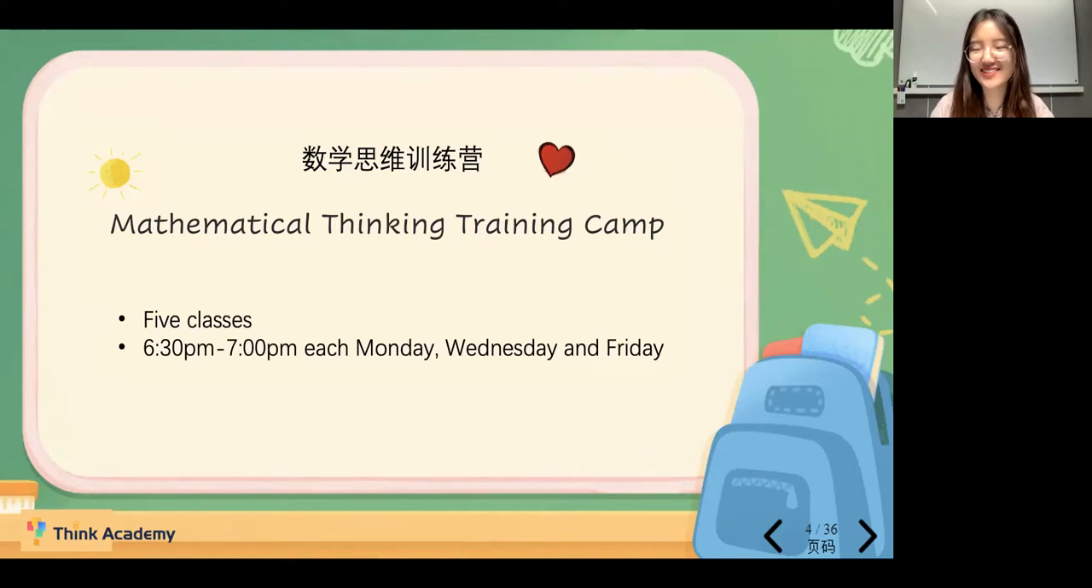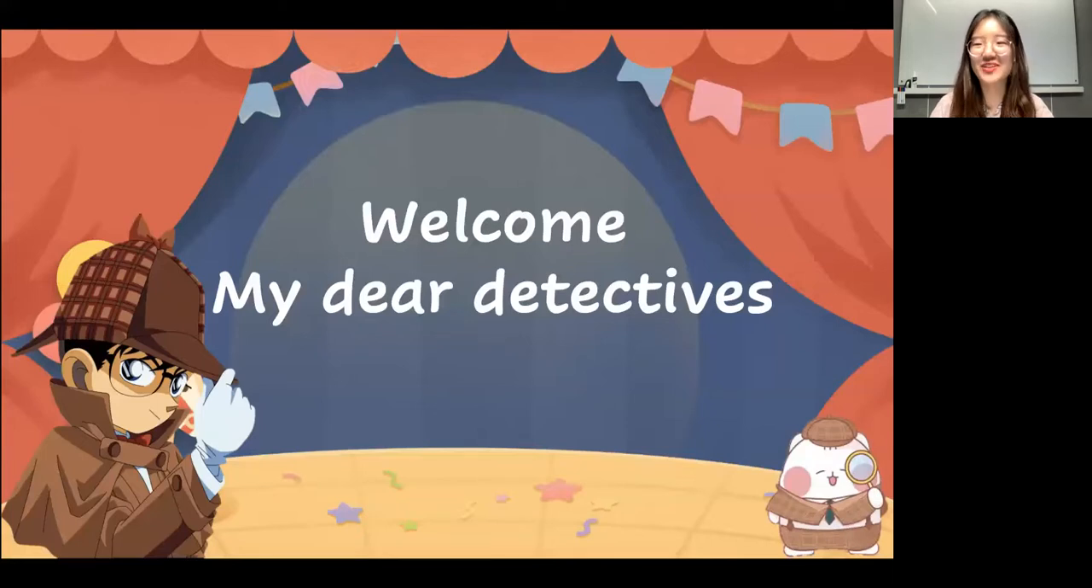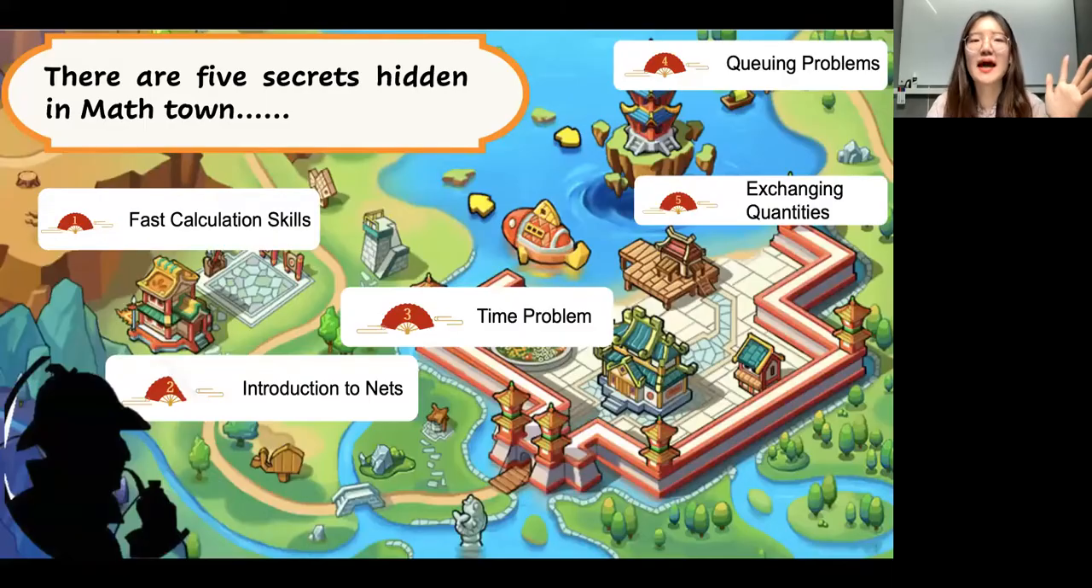So for today's class, it is already lesson 3. I'm so happy to meet you again, my dear detectives. We will still explore some secrets hidden in the math world. We have already learned lesson 1, fast calculation skills, and lesson 2, introduction to math, right? In today's class, we will learn something about time. It's about the time problem.